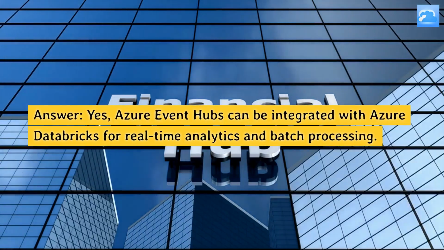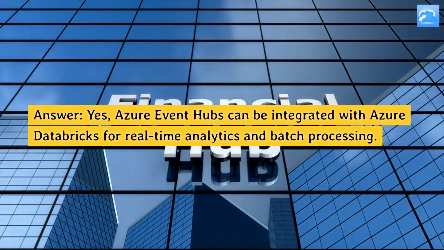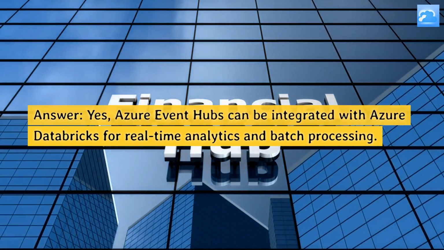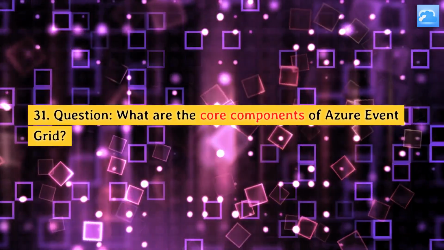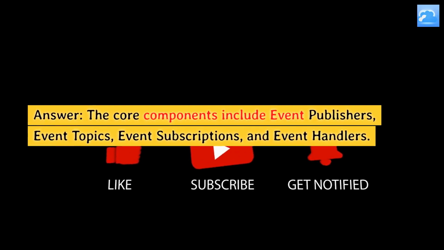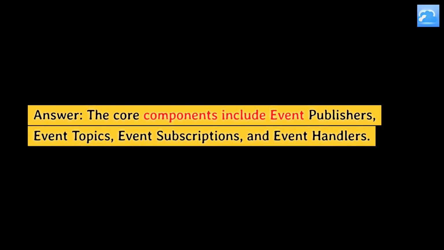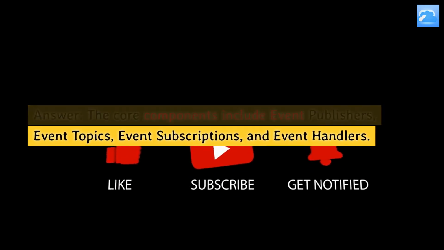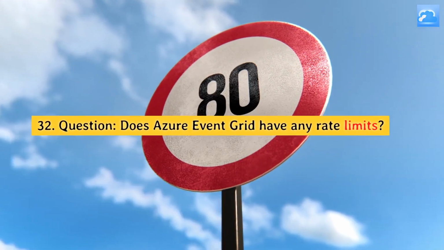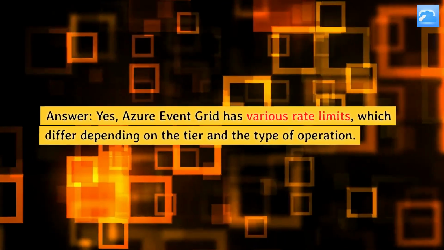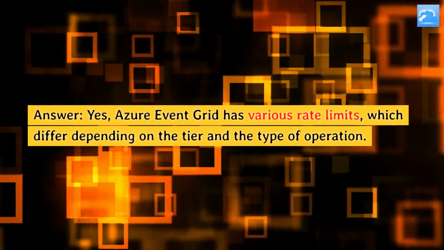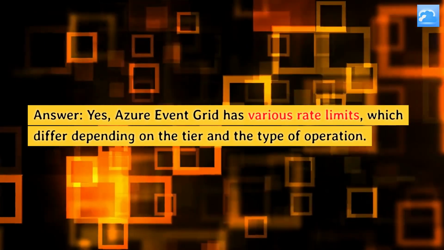Answer: yes. Azure Event Hubs can be integrated with Azure Databricks for real-time analytics and batch processing. 31. Question: what are the core components of Azure Event Grid? Answer: the core components include event publishers, event topics, event subscriptions, and event handlers. 32. Question: does Azure Event Grid have any rate limits? Answer: yes. Azure Event Grid has various rate limits, which differ depending on the tier and the type of operation.